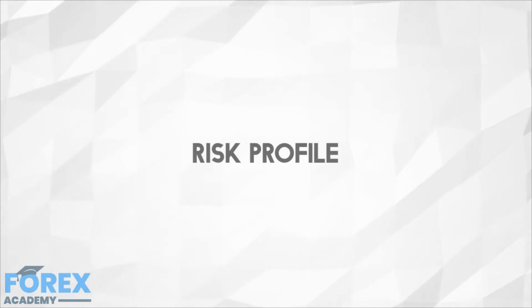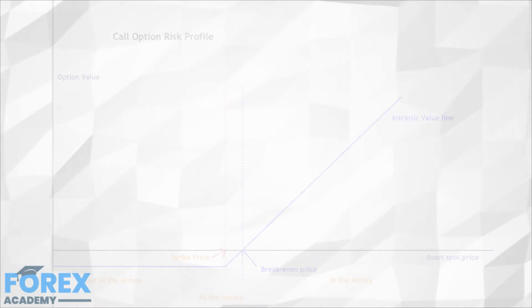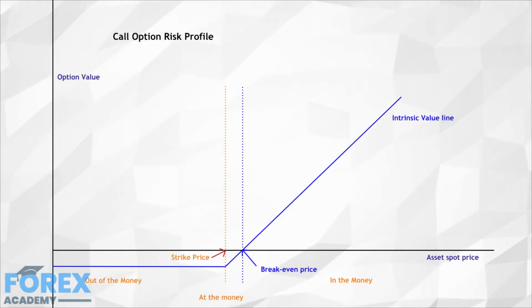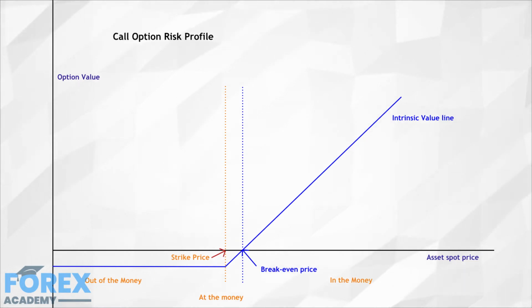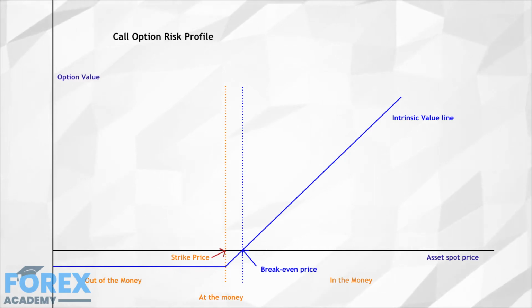Risk profile. A risk profile is the graphical representation of the profit-loss of an options trade in relation to the changes in price of the underlying asset. The horizontal axis shows the possible stock prices of the underlying asset. The vertical axis from bottom to top shows the potential losses and profits. The graph lines indicate the theoretical profit and loss at potential expiration. The zero line is the trader's break-even point.